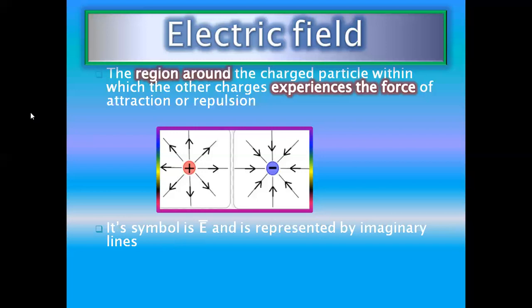Its symbol is capital E. It's a vector quantity and it is represented by imaginary lines. Its unit is Newton per coulomb or volt per meter.